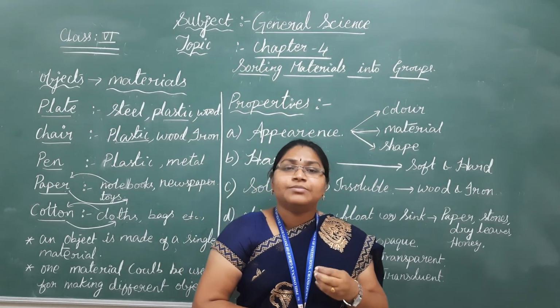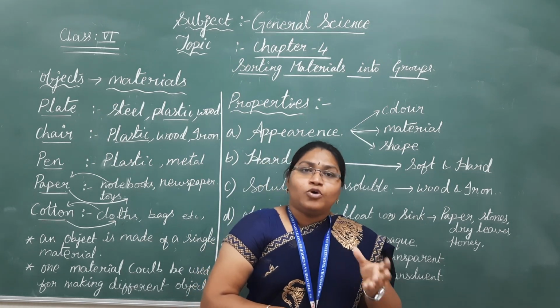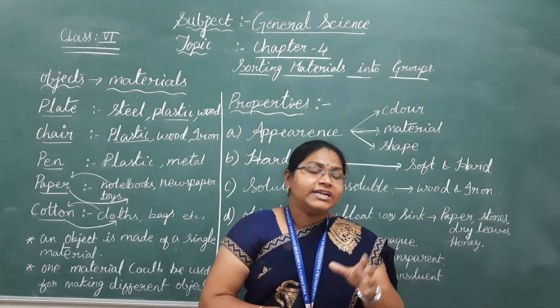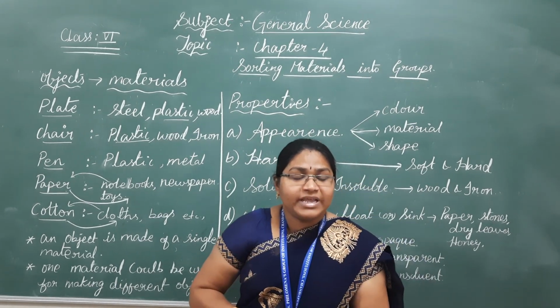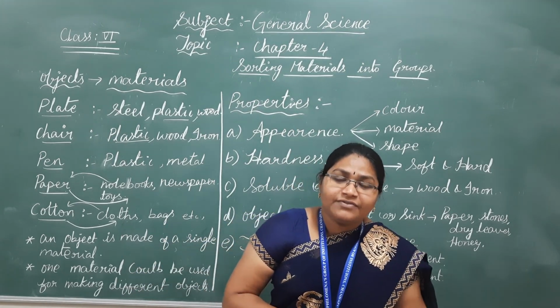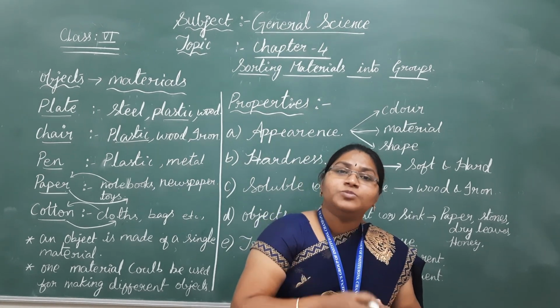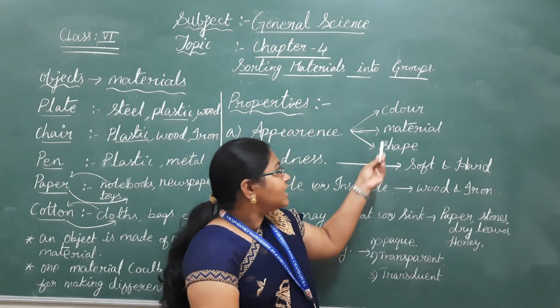For example, take some edible fruits: apple, orange, banana, mosambi. Depending on color, you can keep separate groups. Red color fruits you can keep in one place, yellow color fruits in one place, same with green color fruits. Like that, you can easily identify and easily know about the particular object's properties based on appearance.